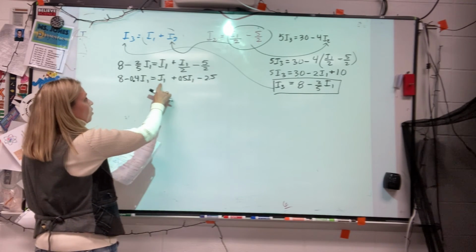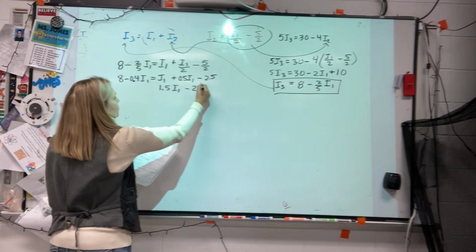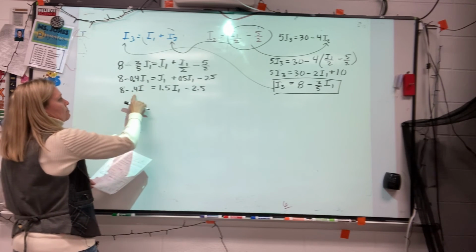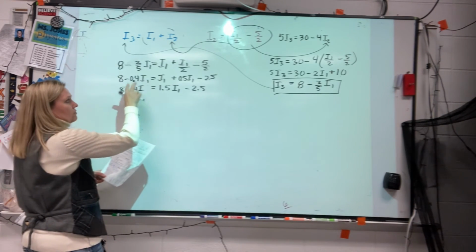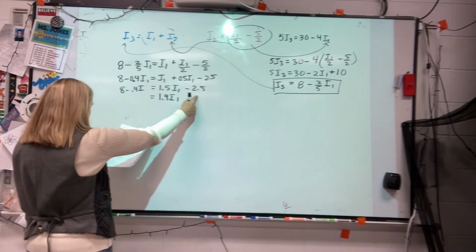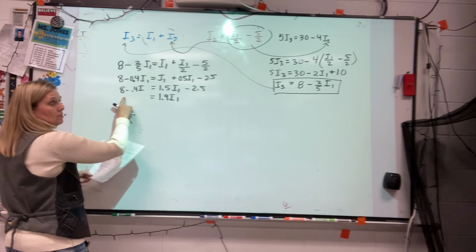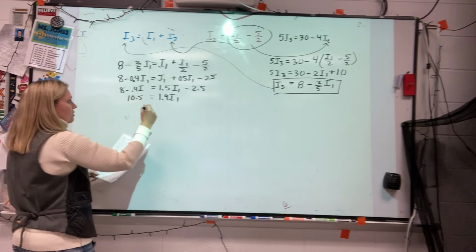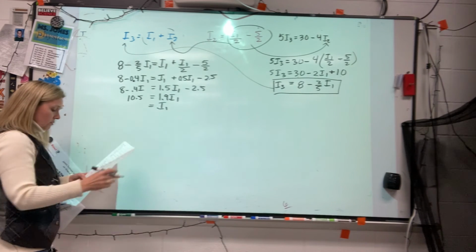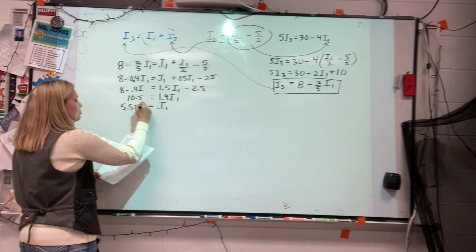Let's do 1.5 I1 minus 2.5 equals 8 minus 0.4 I1. Then I'm going to move this guy over, but it's negative, so it goes over here and becomes positive. So I get 1.9 I1. And then I'm going to move this over to this side, and I get 10.5. Look at that! The end is in sight. Can I solve for I1? Yes, I can divide 10.5 by 1.9, and I get 5.526 amps.